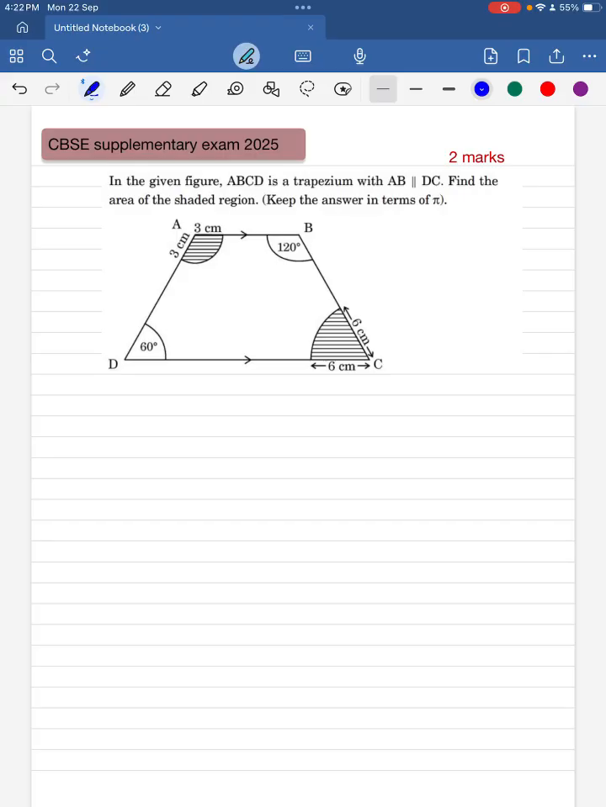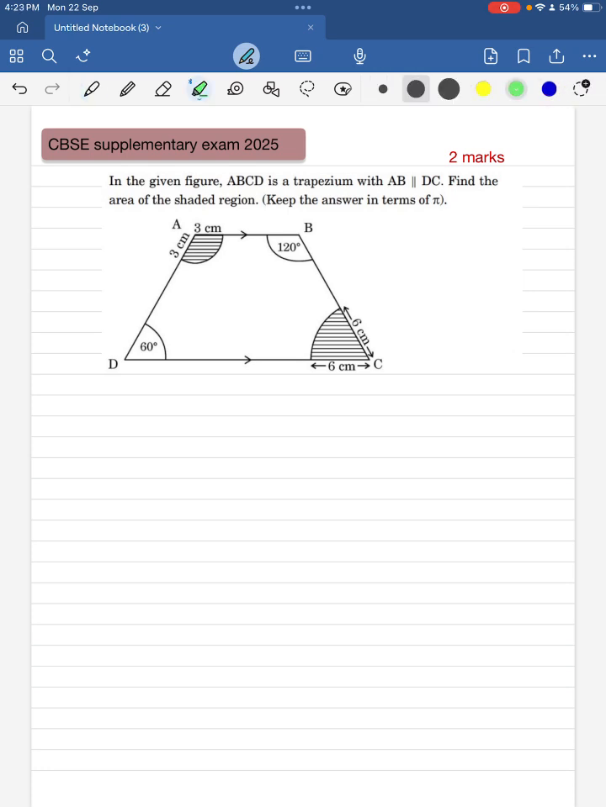In this video, I'll be doing a 2 marks question from the CBSE Supplementary Exam 2025. Let's look at the question. In the given figure, ABCD is a trapezium with AB parallel to DC. Find the area of the shaded region and keep the answer in terms of pi.